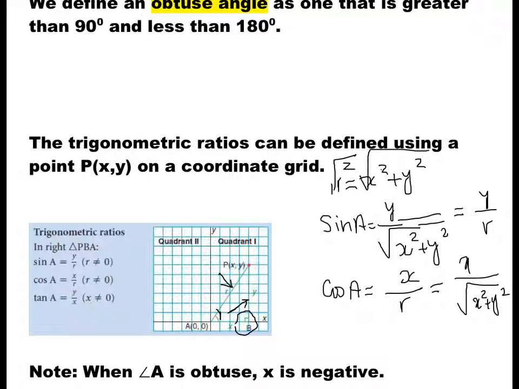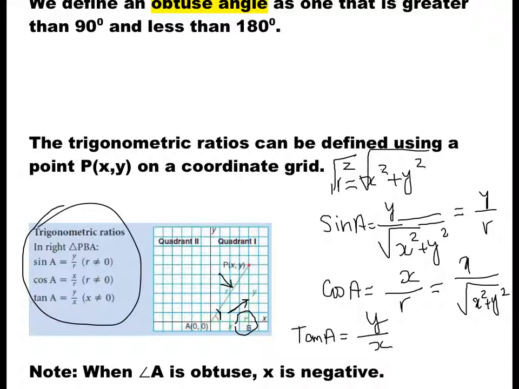Now, the last one is tan. What is the definition of tan? It is opposite over adjacent. Okay? So I can write that tan A is equal to, what is opposite to angle A? Y divided by X. And if you look here, we just came up with the same formulas that we have here. We just did it right here.